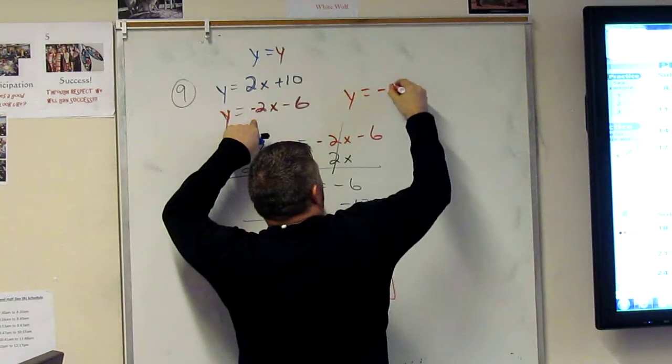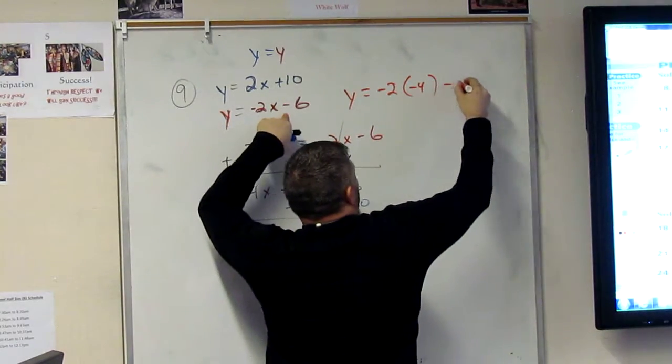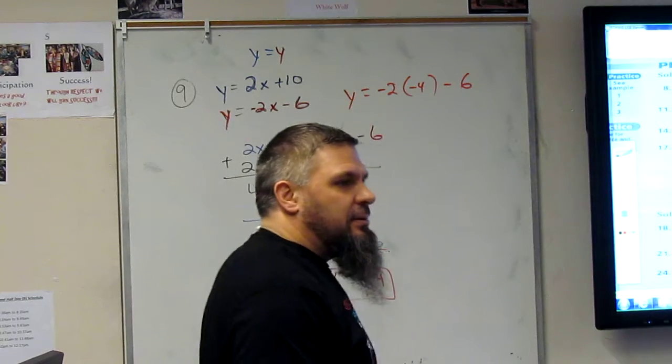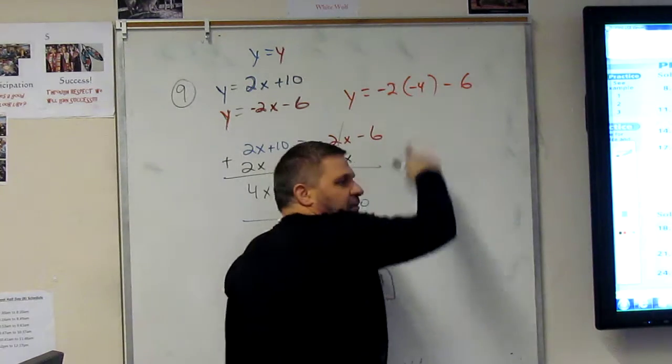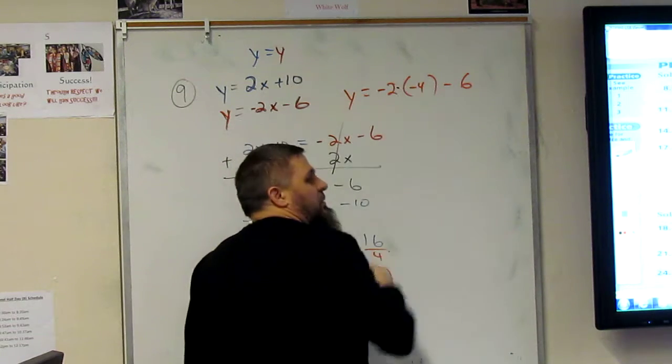So negative 2 times negative 4 minus 6. So what do I do first? Do I subtract the 6 from the 4? No, no. Multiply. Multiply. Right, Richard?